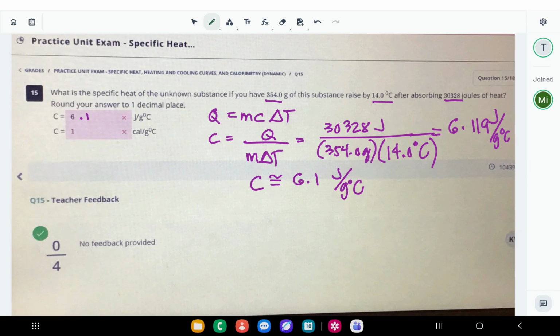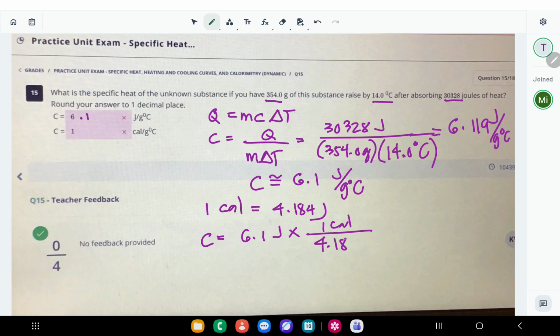specific heat. It's in joules, then you convert to calories per gram. So 1 calorie is equal to 4.184 joules, right? So this was 6.1 joules times 1 calorie divided by 4.184 joules per gram degree Celsius.